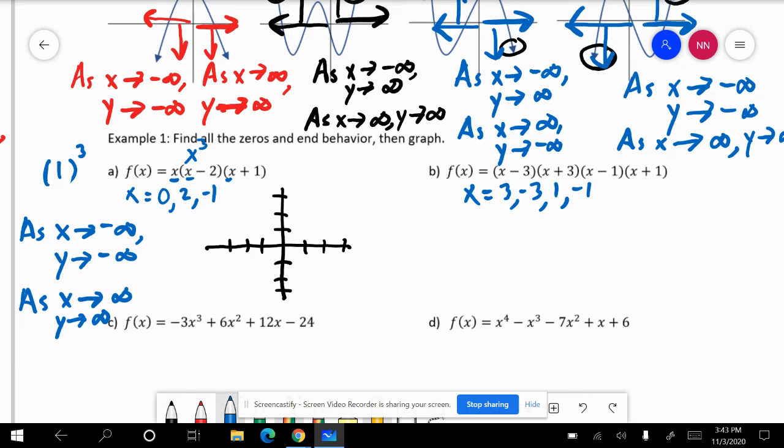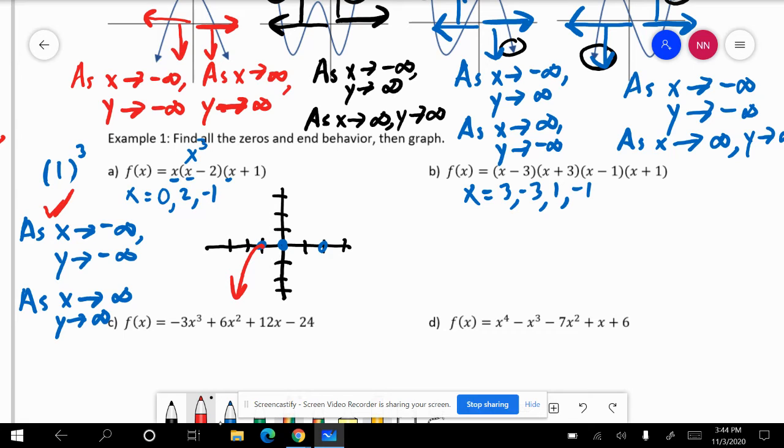So what we have is 0, 2, and -1. Now, we're going to take our end behavior, and our first one is as x approaches -infinity. That means the far left point we're focusing on. As it's going to the left, it's going down. So that means we make the arrow go down.